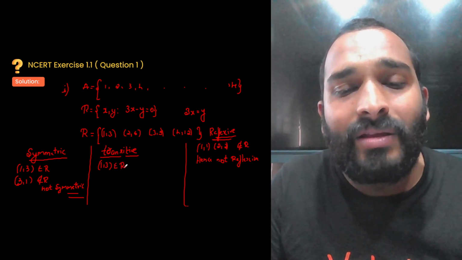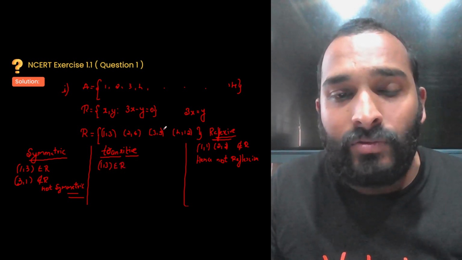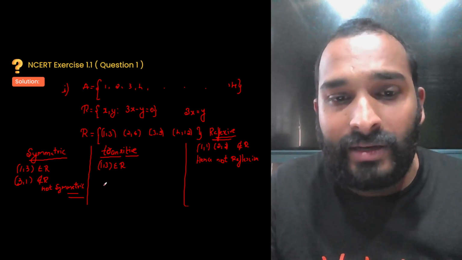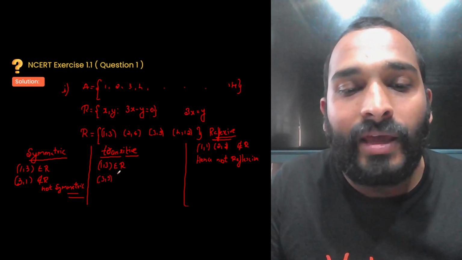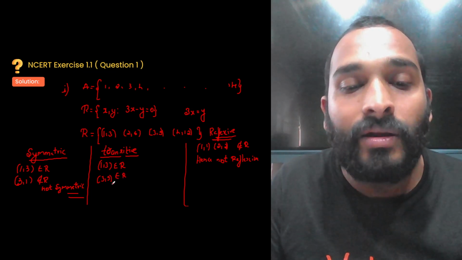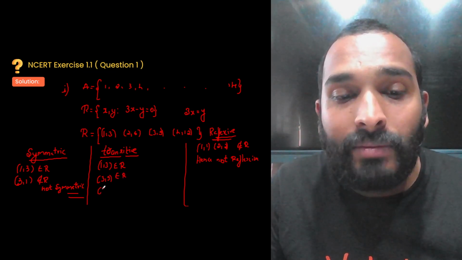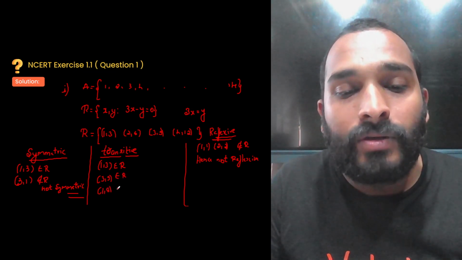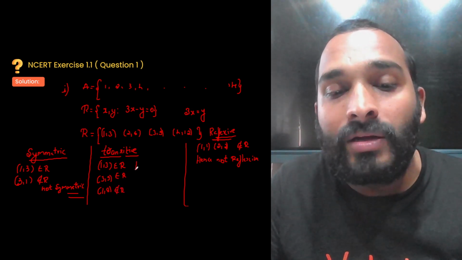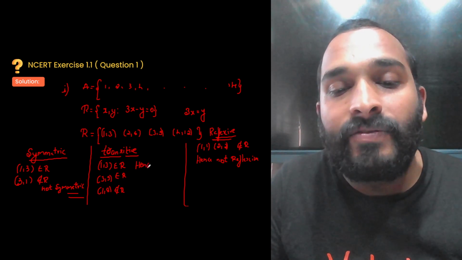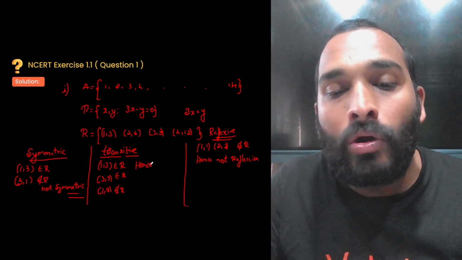And do you have any other elements? No, correct. 3 comma 9 you have. Okay, let us consider 3 comma 9 also belongs to R. So I can consider A comma B and B comma C here. But do you have 1 comma 9 belonging to R? No. So I will write 1 comma 9 does not belong to R, hence not transitive. So you call this not transitive.